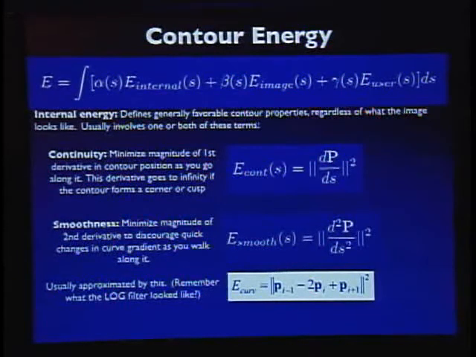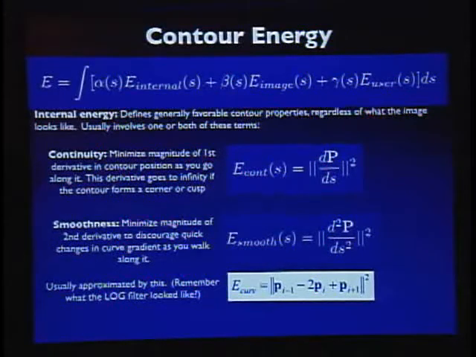And by the way, the nice thing about this energy formulation is that you can just tack on more and more terms. If there are three different things that you want your contour to do, you can have three energy terms. If there's a fourth thing that you now want it to do, then you add a fourth term. So there are three different characteristics that I want my contour to have, and I'm going to talk about each one of them.